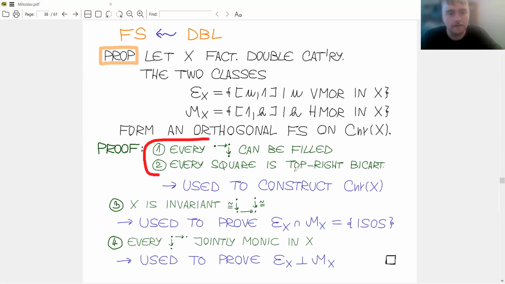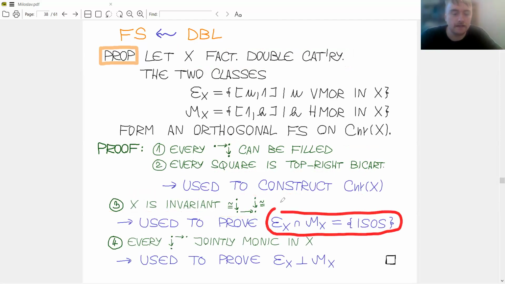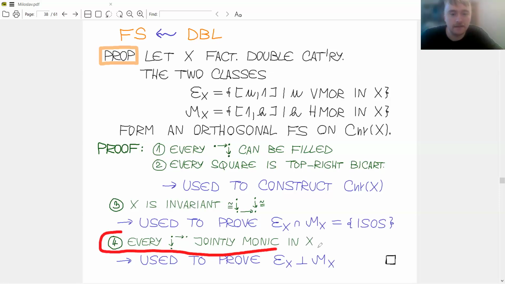Well, the first two properties, filling corners and top right bicartesian squares, are needed to construct the category. So you cannot do without them. Now this invariance property is used in the proof to show that the intersection of the two classes is precisely the isomorphisms. And this, I guess the most technical and annoying condition of joint monicity, is used to prove that these classes are strictly orthogonal. Without it, they will only be weakly orthogonal, so there will not be unique fillers.